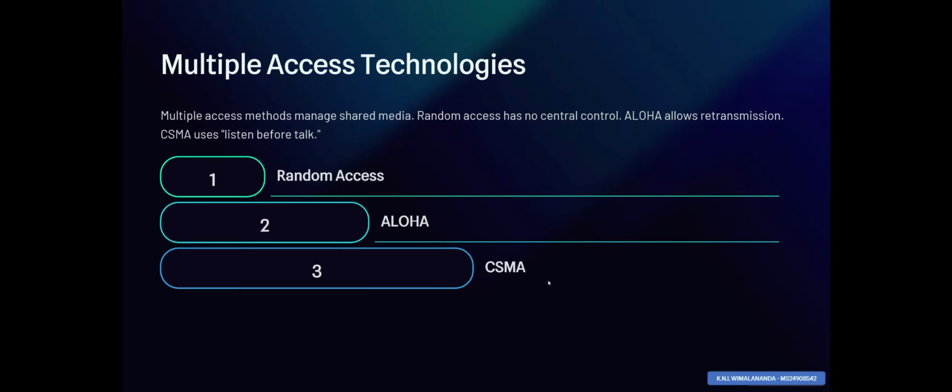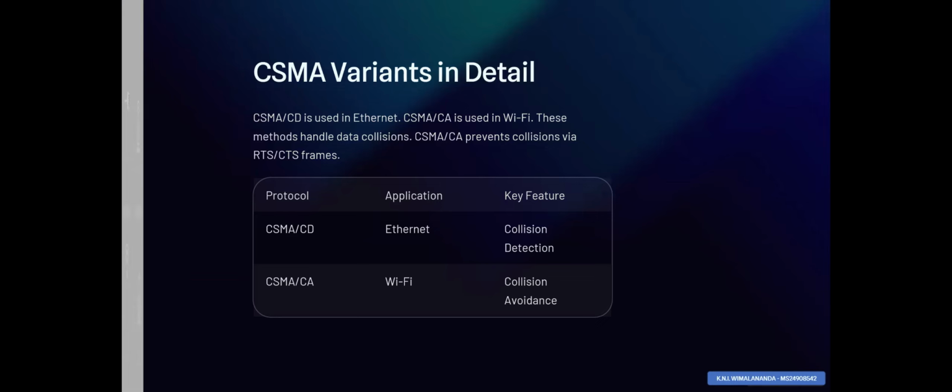So about the CSMA, CSMA is the Carrier Sense Multiple Access. So in this, the Carrier Sense Multiple Access improves upon Aloha by implementing the listen before talk principle. So the devices check if the medium is busy before transmitting, significantly reducing but not eliminating collisions.